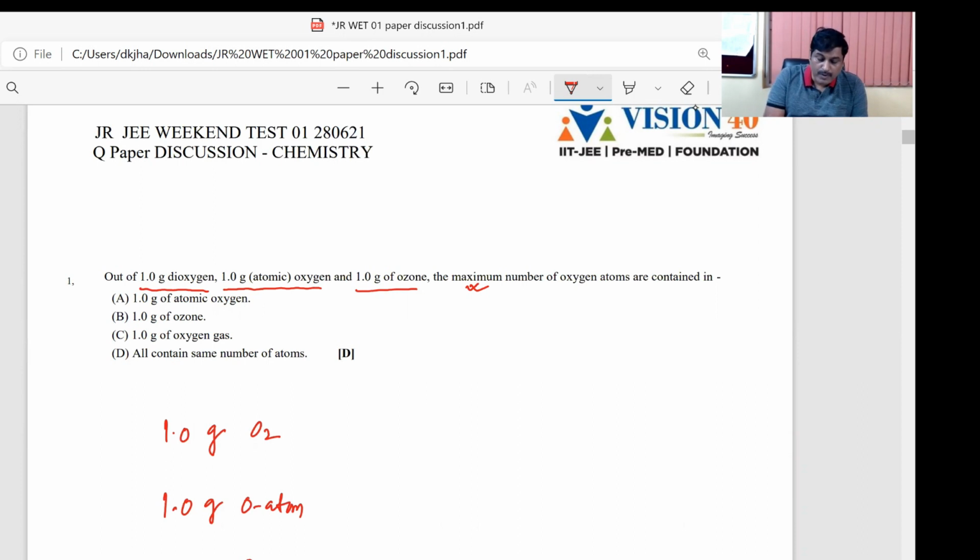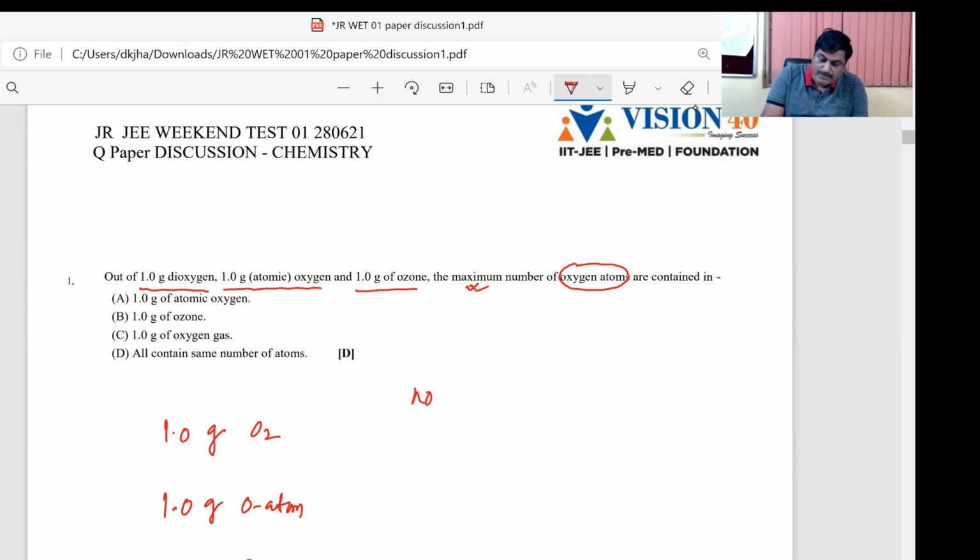Okay. So 1 gram of O2. What we have to think here is how to find the maximum number of oxygen atoms. It's not the molecule of O2 or O3, it is the atoms present. In one dioxygen, 2 oxygen atoms are there. That's why the number of moles of dioxygen is here.